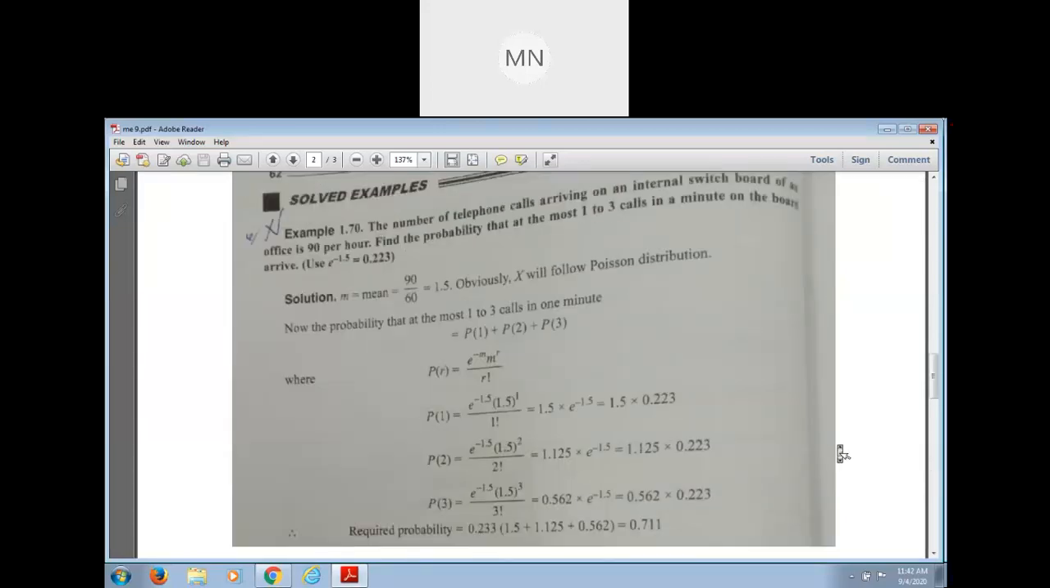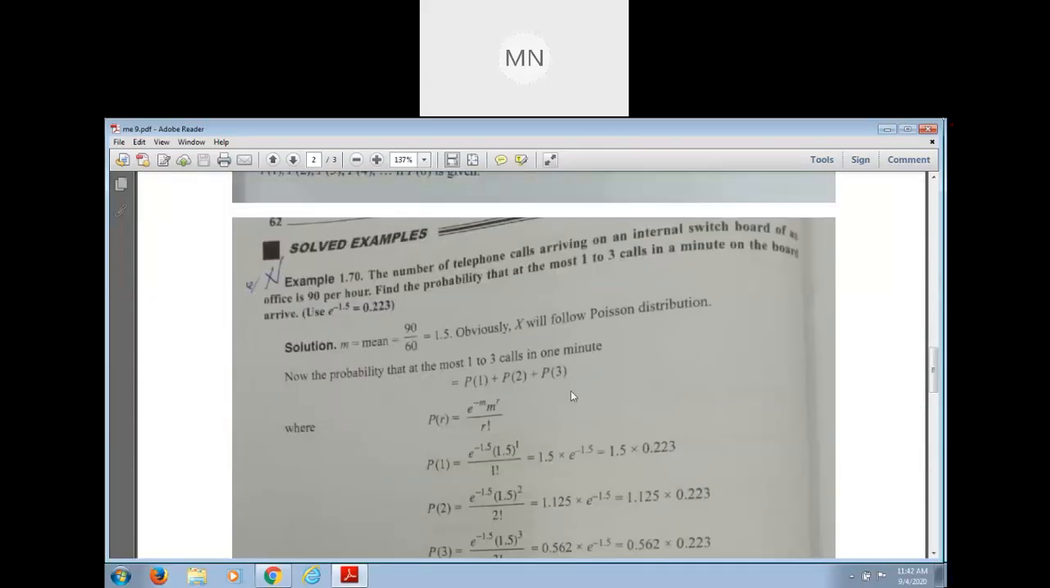Here also, first you have to find the probability of x equals 1. Similarly, next you have to find the probability of x equals 2 and P of x equals 3. After finding the probabilities, just add all the terms to get the required probability.